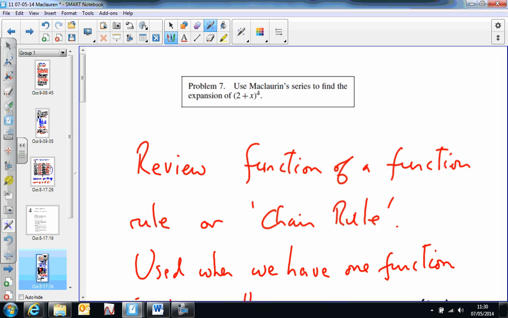So here's an example, and we're going to have to differentiate this to do it. I want to express 2 plus x to the power 4 as a power series.